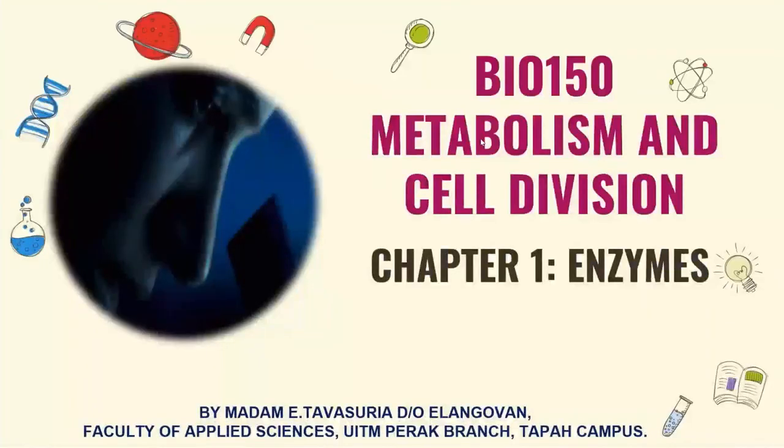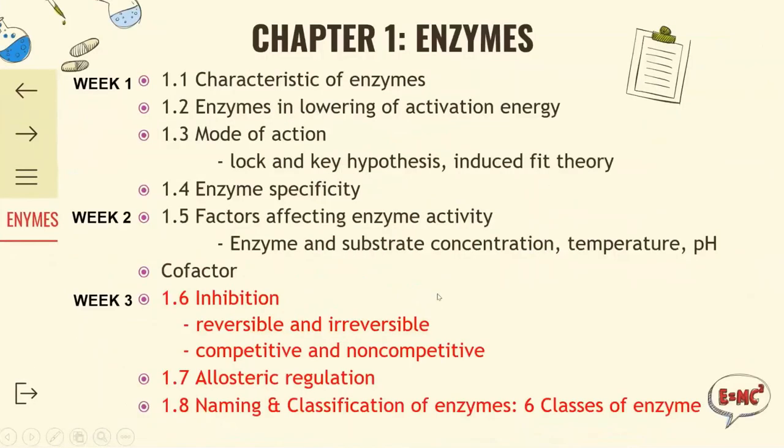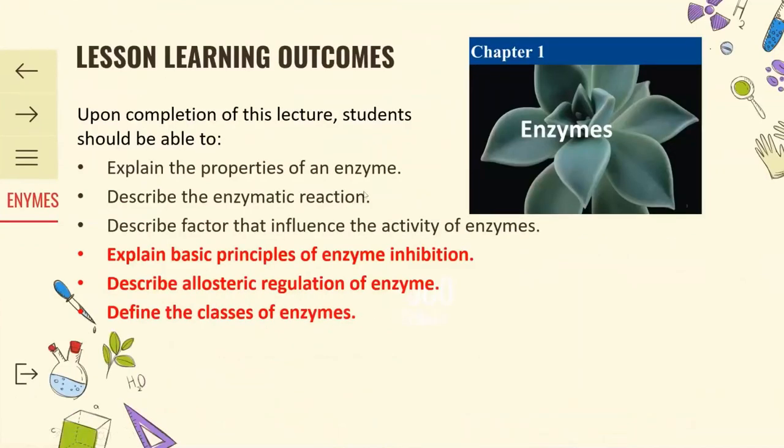This week's lesson is the continuation of the previous lesson. So we are still in chapter 1, enzymes. This week you're going to learn about inhibition, reversible and irreversible, competitive and non-competitive, allosteric regulation, naming and classification of enzymes. So at the end of this lesson, you should be able to describe the basic principles of enzyme inhibition, describe the allosteric regulation of enzyme, and define the classes of enzyme.